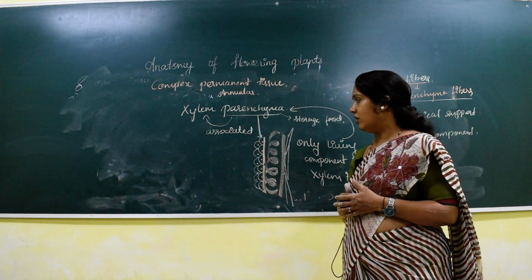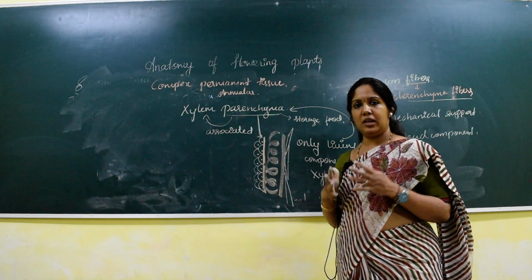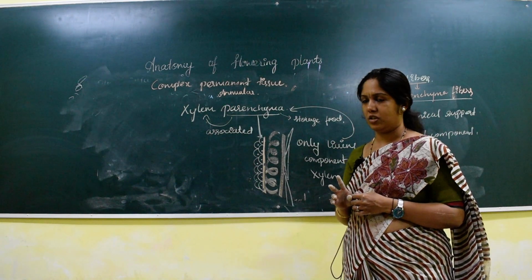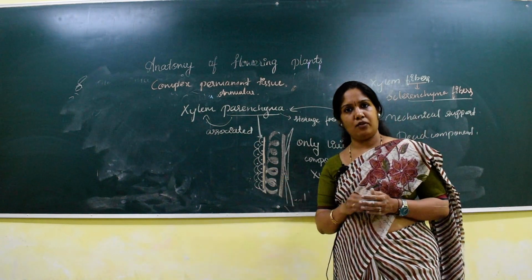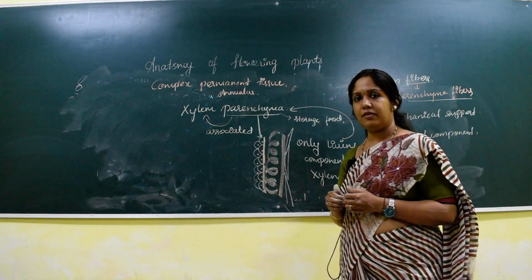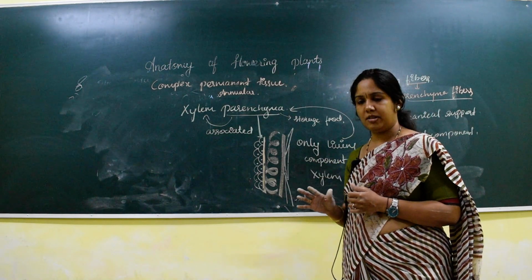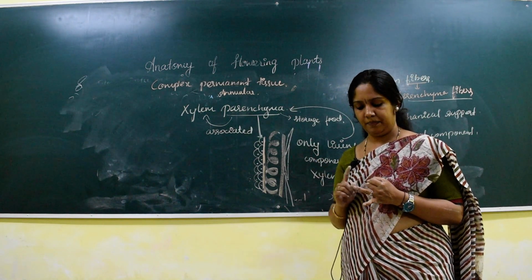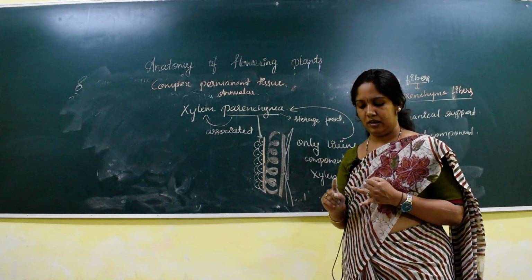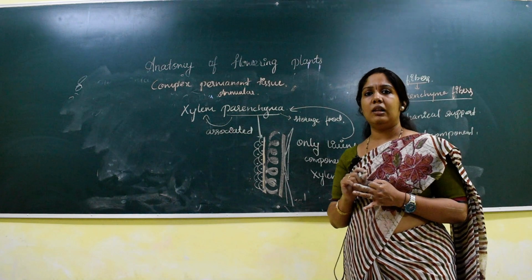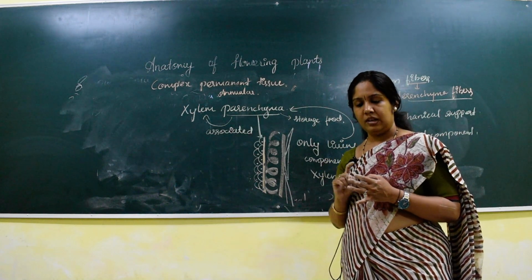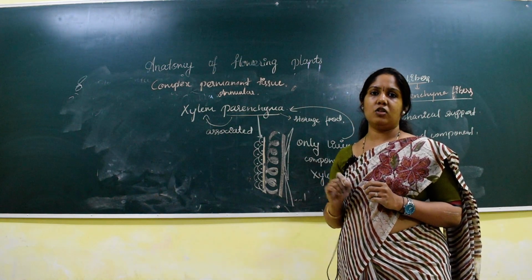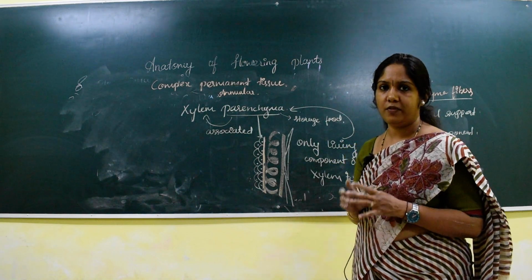In these dead components, the cell wall is very thick. What is the cell wall of xylem made up of? It is made up of lignin deposition. Based on the different manner of lignin deposition, the vessels and tracheids are classified into five types. One is annular, which refers to ring-like. Spiral, spring-like, where the lignin is deposited in the form of a spring. Next, scalariform, where the lignin is deposited in the form of a ladder. Next is reticulate, which is network-like, so the lignin in the vessel is deposited in a network-like form.